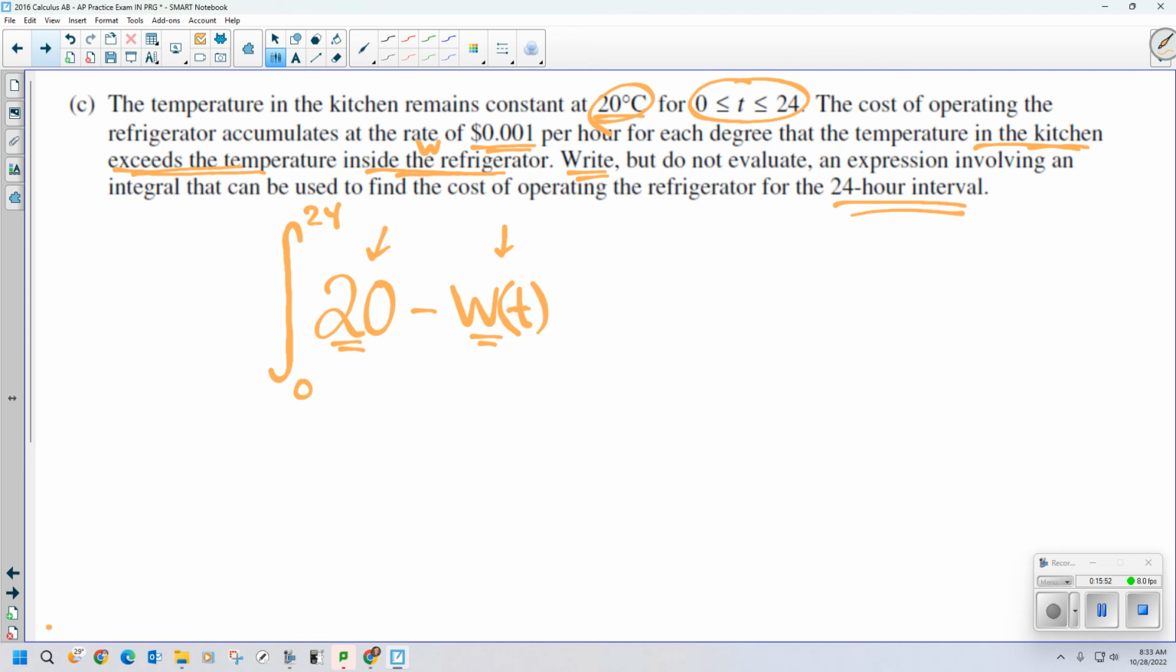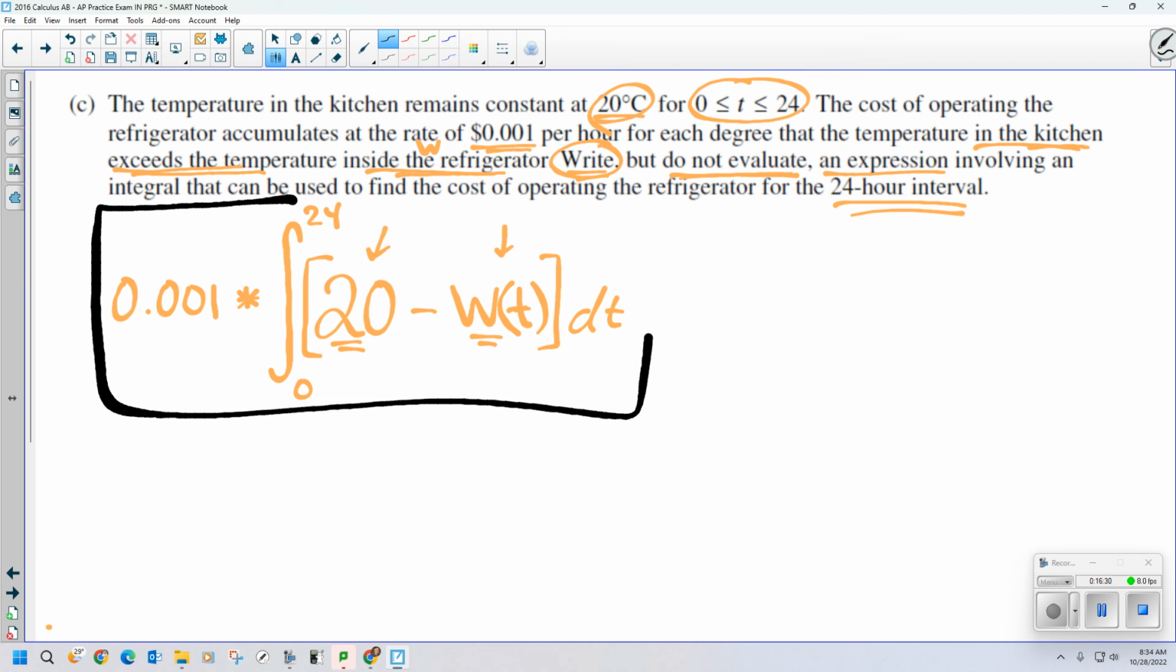And how much is it per hour? Because they want to know the cost. Well, I have to multiply it times how much we pay per hour, which is 0.001. I am missing right now, intentionally, one thing that you will lose points if you don't write. Anytime you write an integral, you better put your dummy variable there. If you want to put this in brackets or parentheses, you can. This is an expression because there's no equal sign. This is what they want us to write: write an expression, but do not evaluate. Wunderbar. Here you go. We're all set. That is fantastic.